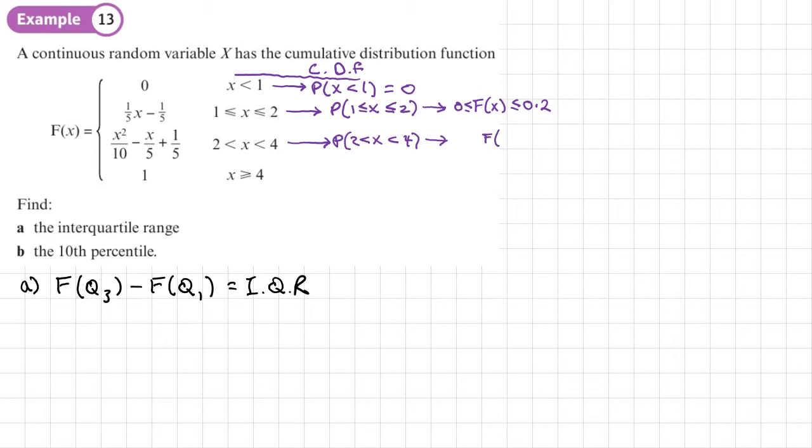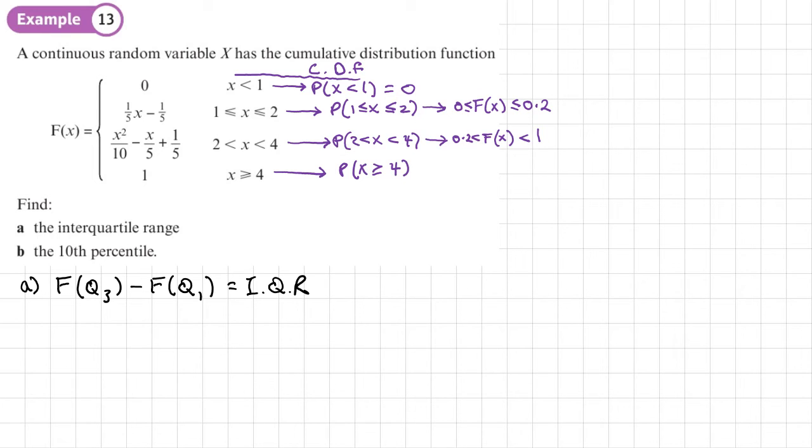So again, what I'm going to do is to just substitute these values in. So when I put 2 into this, I'm going to have 2 squared over 10 minus 2 over 5 plus 1/5, and that gives 0.2. So it's greater than 0.2. So that's where the cumulative probabilities start. Where do the cumulative probabilities finish? Well, I just put 4 into this. So 4 squared over 10 minus 4/5 plus 1/5, and that will give me a value of 1. And then if I look at the bottom row, this is for probabilities where x is greater than 4.